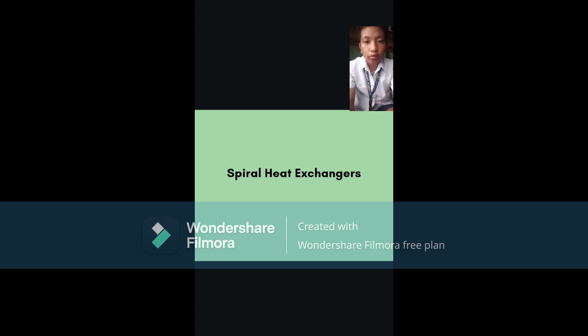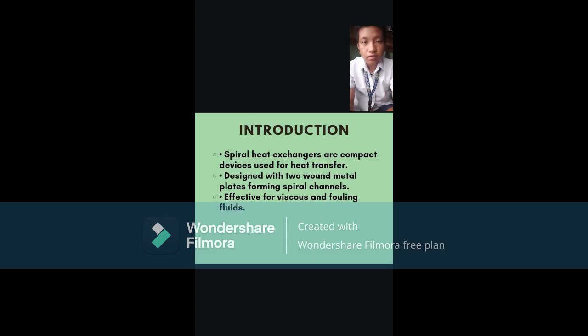Spiral heat exchangers. Introduction. Spiral heat exchangers are compact devices used for heat transfer, designed with two wound metal plates forming spiral channels, effective for viscous and fouling fluids. So the spiral heat exchanger is a compact and efficient type of heat exchanger commonly used in industries that require reliable heat transfer.